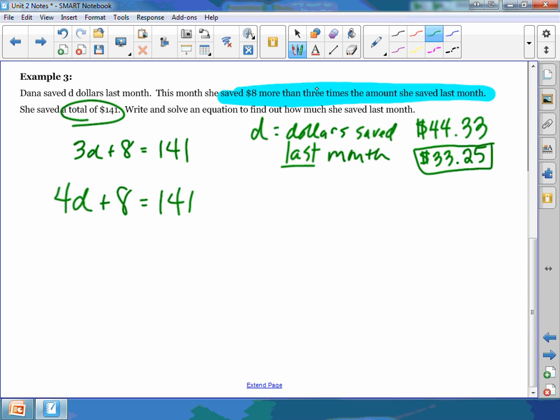So what? So it's D plus, yeah, then these combine to give you 4D, right? So last month is D, this month is 3D plus 8. Combine your like terms, you're here, and now tell us how that comes out to be 3325. What are your 2 steps?